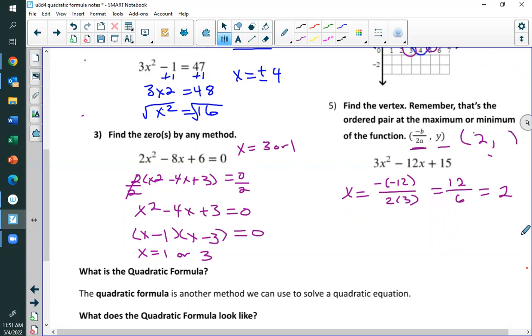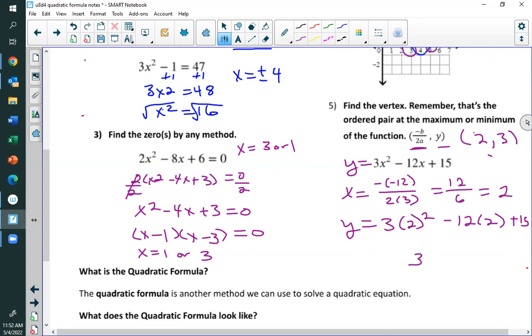So I need the y part of my ordered pair also. If this is my equation, this is either y equals all of this or f of x is all of this. I need y. So I'm going to find y by plugging in the x I know. So I have 3 times 2 squared minus 12 times 2 plus 15. See how we're just plugging in what the x value is? Okay, and then when I do that math, in the end I end up with 3. So I know my ordered pair is 2, 3.